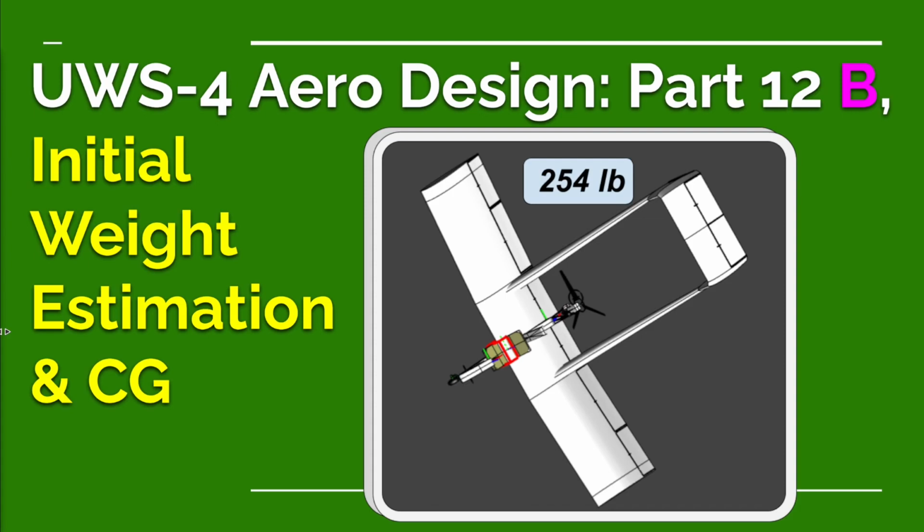So in part A, we went over that, looked at how the equations are put together, looked at how to use them, and then came up with some reasons why they probably aren't directly applicable to an ultralight airplane. Close, but not quite. Well, here in part B, we're going to go over some corrections to these equations so that they hopefully give us a better weight estimation for an ultralight airplane made out of aluminum. So at the end of part B, we're going to come up with the initial weight for the UWS-4 Ultralight airplane. Now in part C, we're going to figure out the center of gravity for the UWS-4.